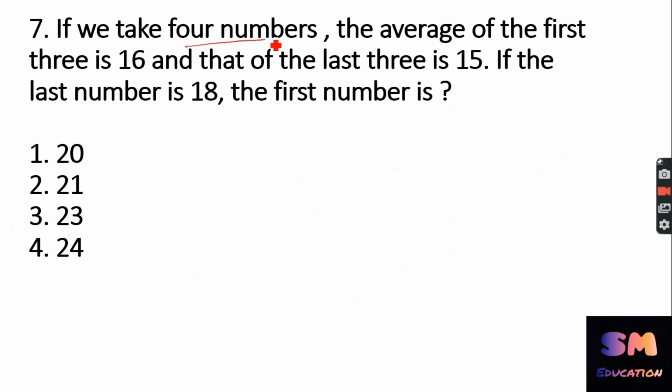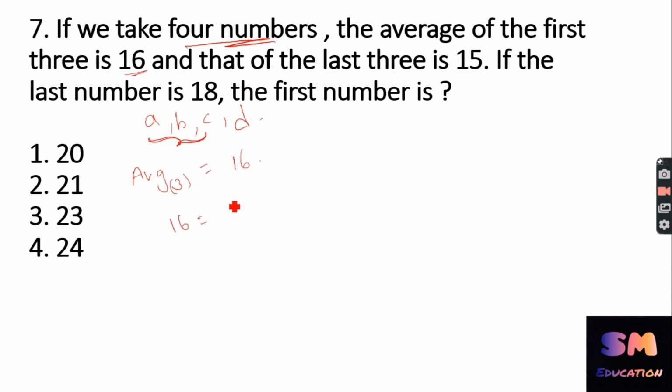If we take 4 numbers, the average of the first 3 is 16. Let's take the 4 numbers as A, B, C, D. They are only telling about the first 3. They have given the first 3 average as 16.